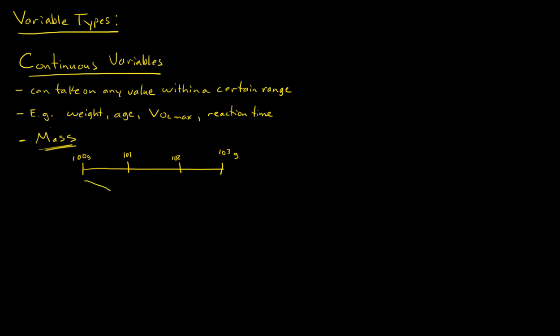So if we're talking about this specific distance between 100 and 101, there's really an infinite number of values again. So again, it can take on any value within a certain range. So what are some of the values that you could get here? Well, you could get 100.1 grams. You could get 100.2 grams. If the precision of your scale allowed, you could get 100.247 grams or 100.248 grams. And so the point here is that you can get a lot of different values between these two points on this interval, and that makes it a continuous variable.